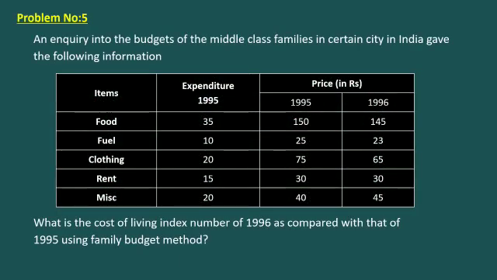Moving to the next problem, the table gives the information of the budgets of the middle class families in 2 different years. The items are classified as food, fuel, clothing, rent and miscellaneous. Along with this, we have 1995 expenditure, and the base year 1995 prices and current year 1996 prices are also given. Let's work out the solution for this problem.